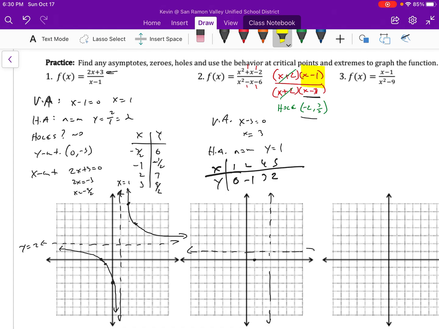X minus 1 gives us this x-intercept, right? X minus 1 equals 0, so x equals 1. So that told us where our x-intercept was. I kind of skipped through that. We found the point when we did this here. All right, 2 is negative 1.